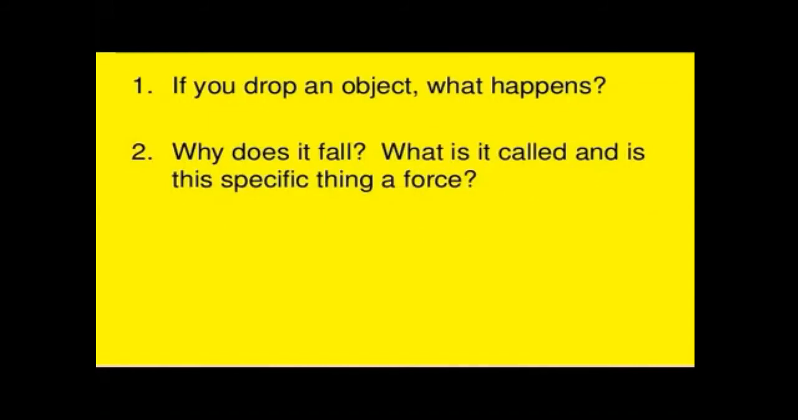This specific thing is called gravity. Gravity pulls everything down toward the earth. In earth, there is an attraction. This attraction is called gravity. This is why when you let something go, it falls down. Okay, why does it fall? This is because of gravity.